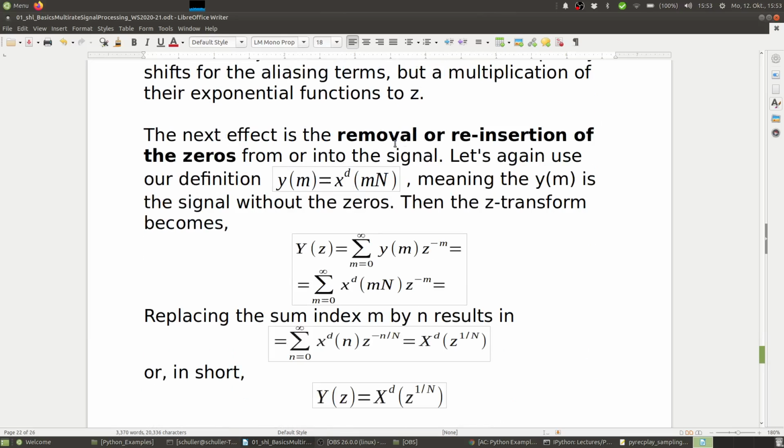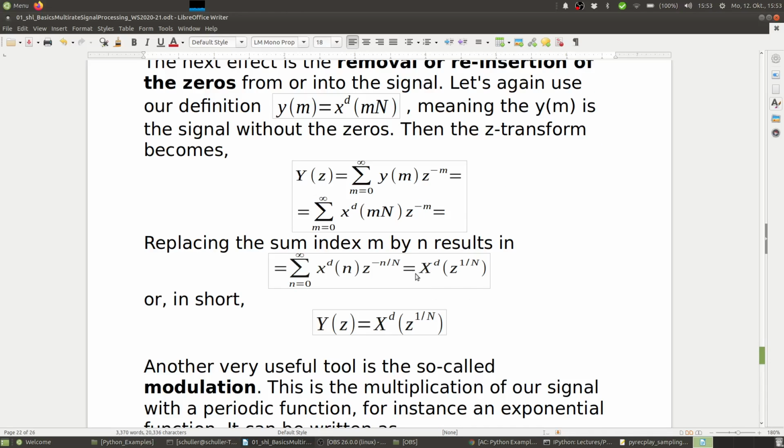Next, the removal or reinsertion of the zeros, which you can see here. Again, we do the index substitution and we get this exponent here. So instead of having omega divided by capital N, we have z to the power of 1 over N. And again, you can see it when you replace z by e to the j omega, then again you have omega divided by capital N. So it's the same thing.